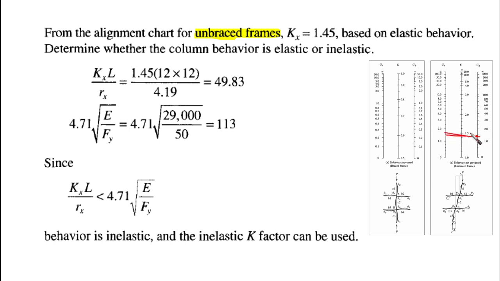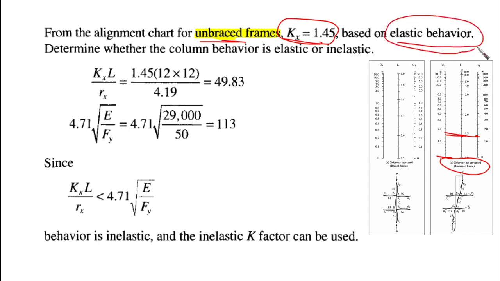So we're going to find that from the alignment chart for unbraced, we are talking about unbraced, as we said, Kx is almost like 1.4 as we have mentioned. Kx is going to be 1.4, based on elastic behavior. Remember that we are assuming now elastic behavior. We do not know whether the column is going to be elastic or inelastic. We have no idea. We need to check this. Now, determine whether the column behavior is elastic or inelastic. Now, this is the second step for us. Second step in our solution.